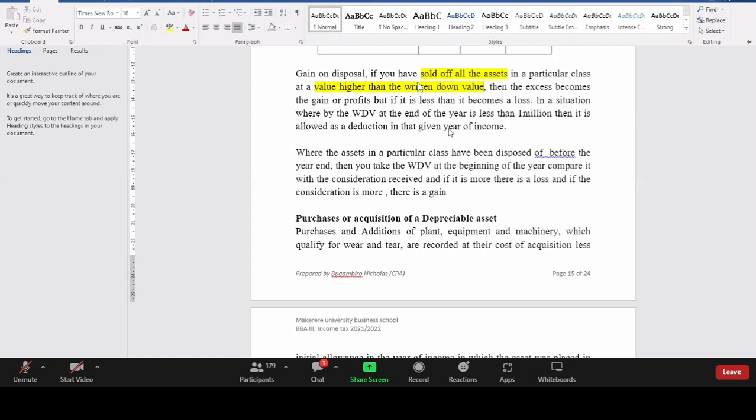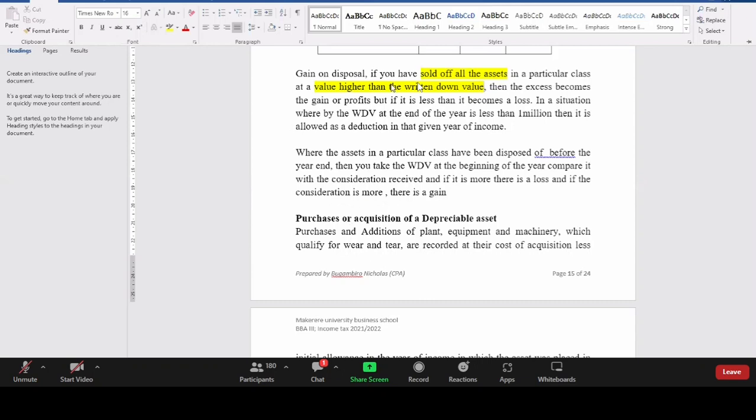Guys, we don't look at it for one asset, it is the whole pool, the whole class. If it is less than 1 million, the whole figure is allowable, but not more than 0. It can't be depreciated exceeding 0. Where the asset in a particular class has been disposed of before the end, you take the written down value at the beginning of the year, compare it with the consideration received. And if more, then it's a loss, and if consideration is more, then it's a gain.